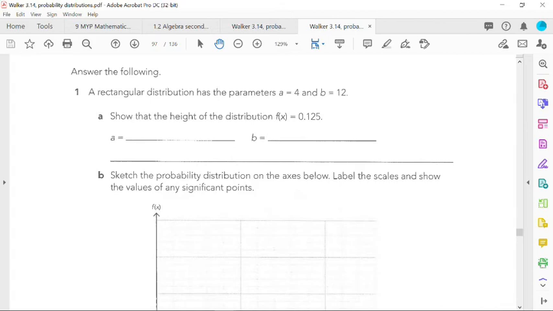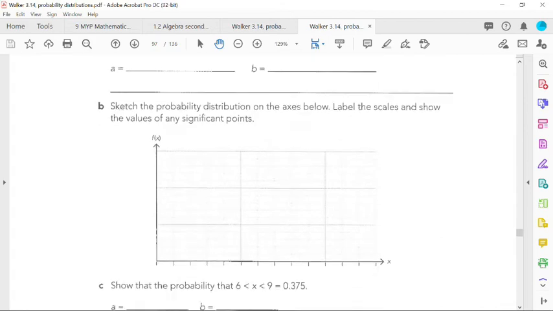So here we go. Sketch the distribution on the axes below. Now notice they didn't give you a place for height, did they? So who cares? We're just going to sketch it. Now, you could put in values here. I mean, you definitely have to put in values across here. So what was our A value? 4. So 1, 2, 3, 4.